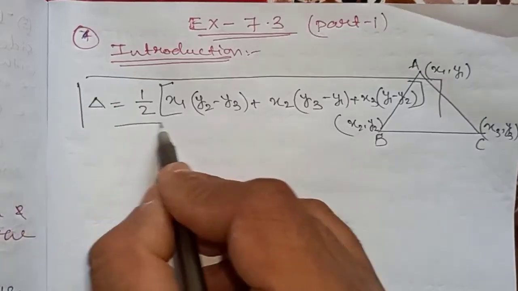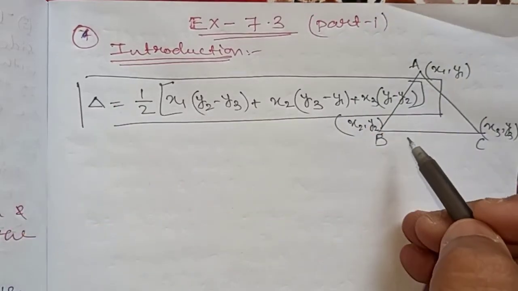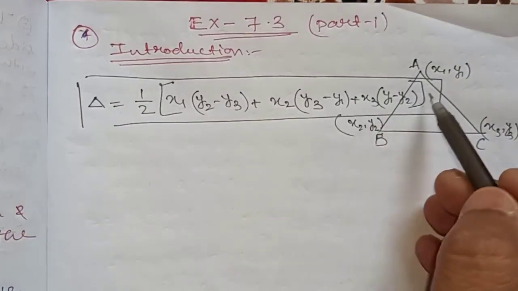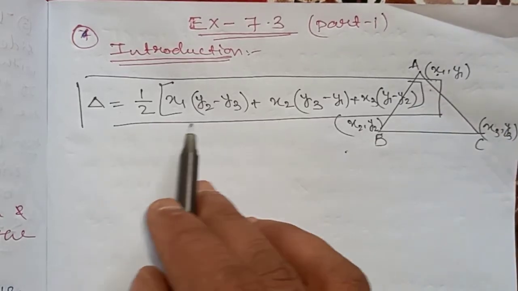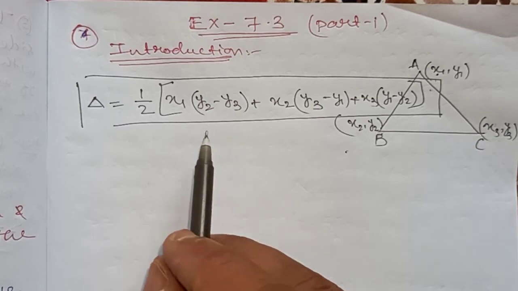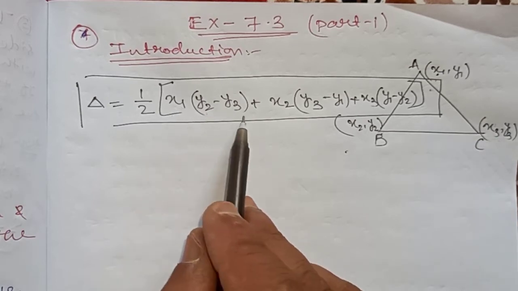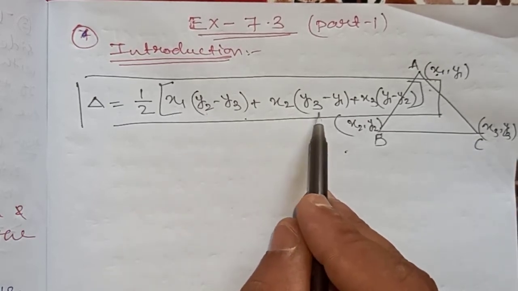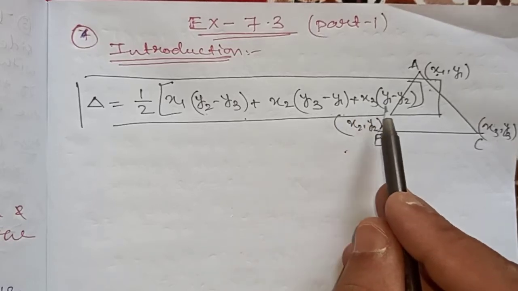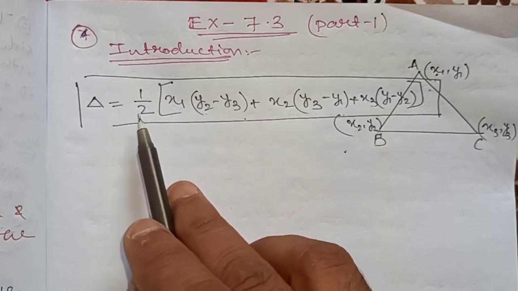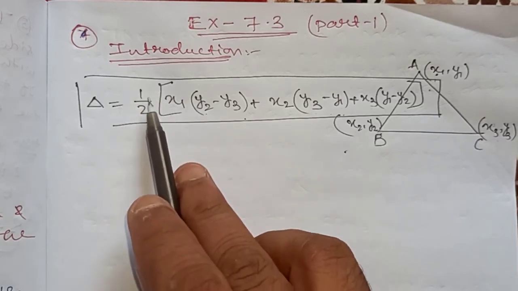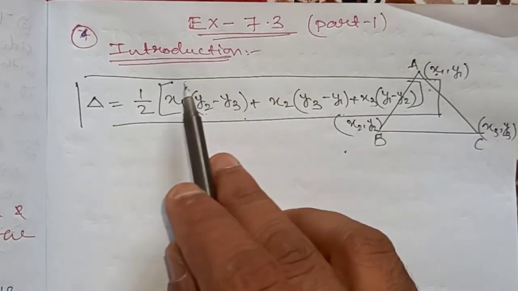Okay, so this is the formula to calculate the area of any triangle. If the three vertices of the triangle are given, you can use this formula to calculate the area of the triangle, that is x1 into (y2 minus y3) plus x2 into (y3 minus y1) plus x3 into (y1 minus y2), and everything will be inside a bracket. Outside, we have to write half. We have to multiply half with the whole term.